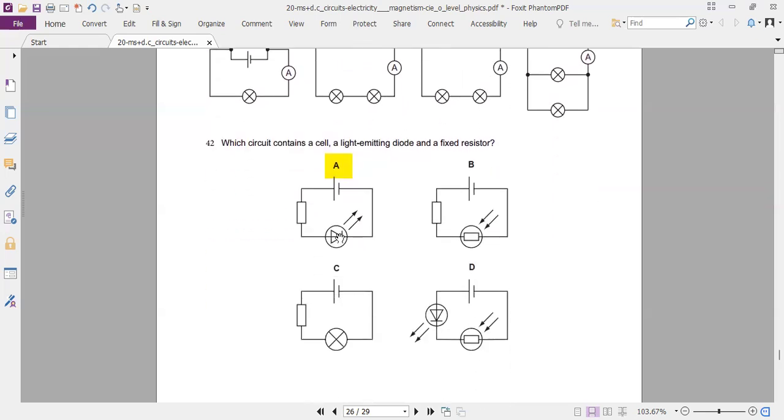Diode and fixed resistor, diode, fixed resistor. Lamp, diode, no LDR or LDR. And again, this is LDR, this is LDR, this is a diode, this is a different diode, and this is a resistor. So this is the only one.